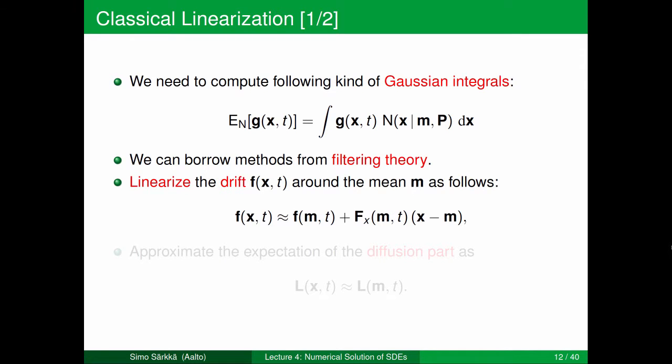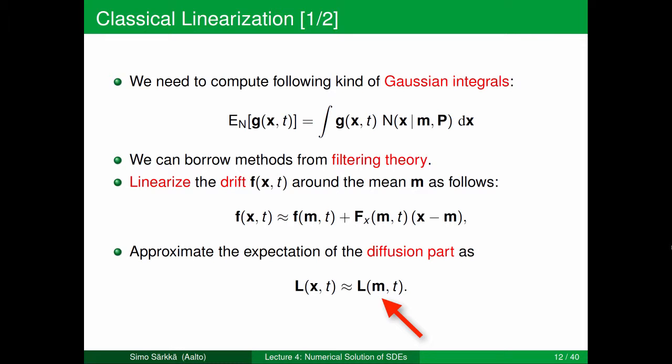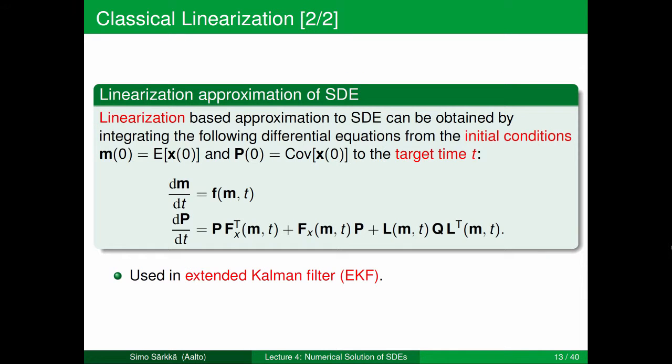The simplest approximation is to linearize the drift term f around the mean as follows. So the approximation that results from this is that f of x and t is approximately equal to f evaluated at m and t plus the Jacobian evaluated at m and t times x minus m. We can also approximate the expectation of the diffusion part by replacing x with the mean. This approximation results in the following linearization approximation of an SDE.